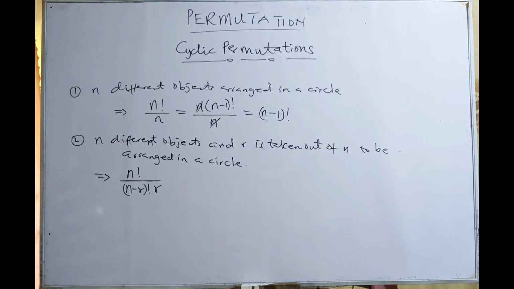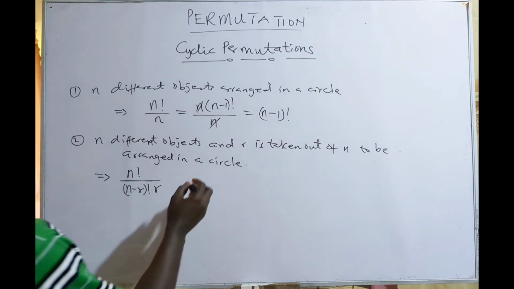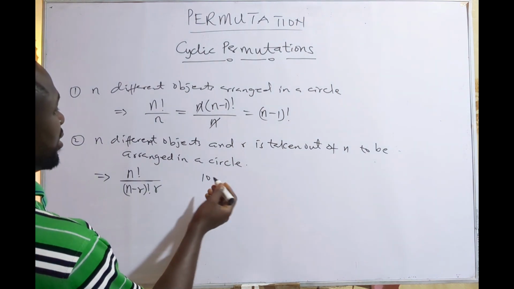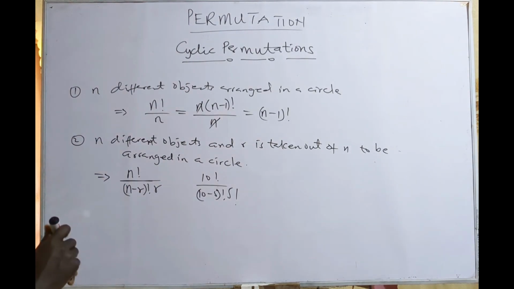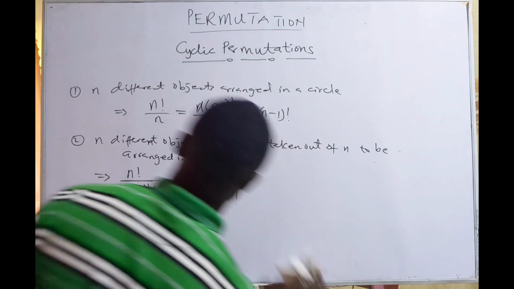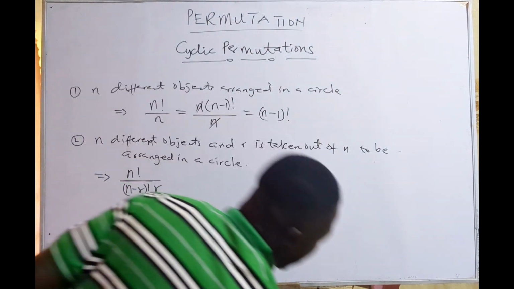Is that okay? So if I have, let's say, 10 objects, and out of the 10 I'm arranging 5 in a circle, then that will be 10 factorial divided by 10 minus 5 all factorial, then 5. That is what we have here. Alright, that's what we are saying.